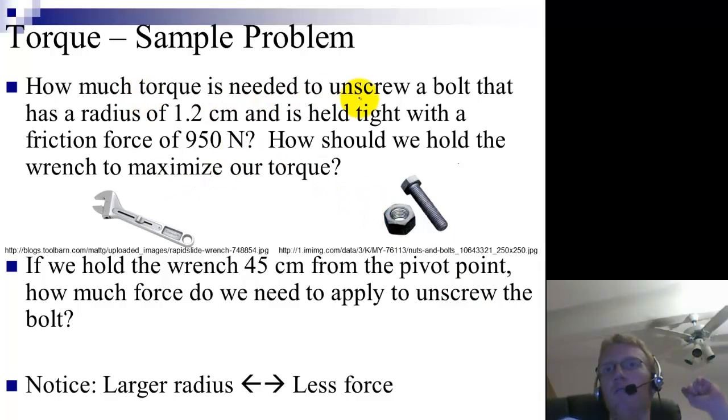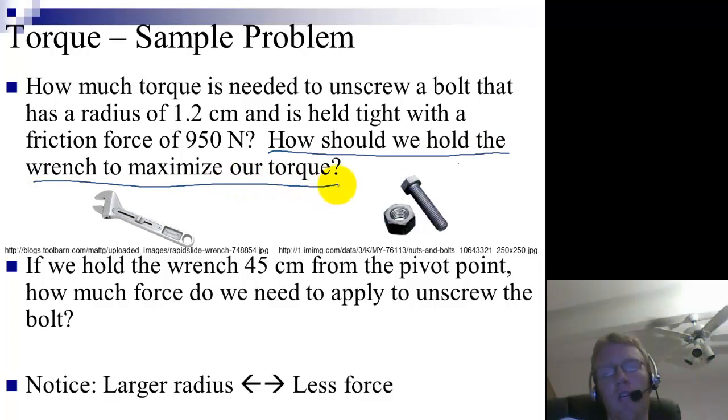How much torque is needed to unscrew a bolt that has a radius of 1.2 centimeters and is held tight with a friction force of 950 newtons? How should we hold the wrench to maximize our torque? Let's answer this question first because it's easiest. We should hold it perpendicularly with our hand, so that we push perpendicular to the handle of the wrench, because that's the radius, and we want to keep the right angle there.